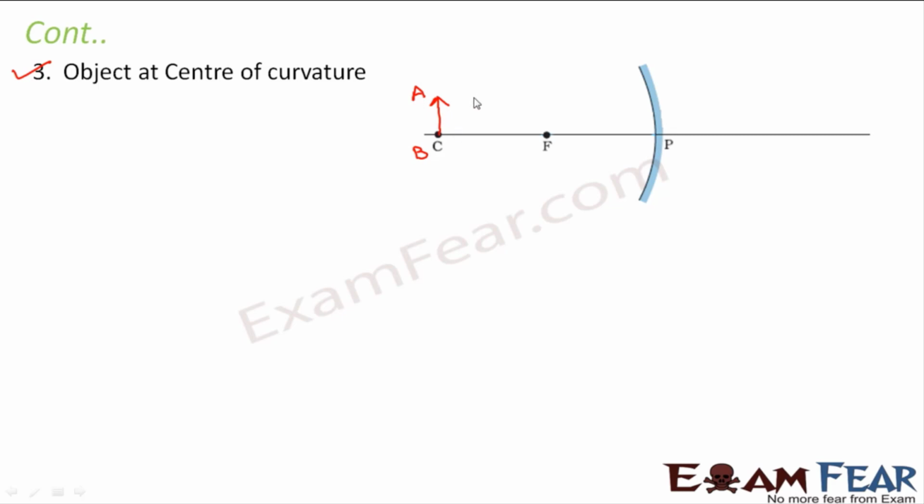Now in this case, let us again suppose that there is one ray of light which is going parallel to the principal axis, and as per rule number 1, it passes through the principal focus.